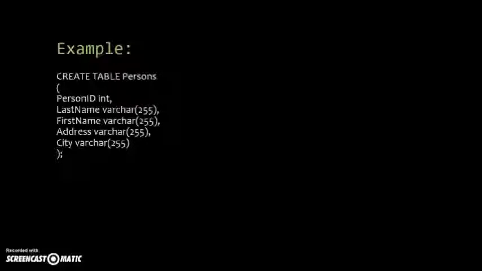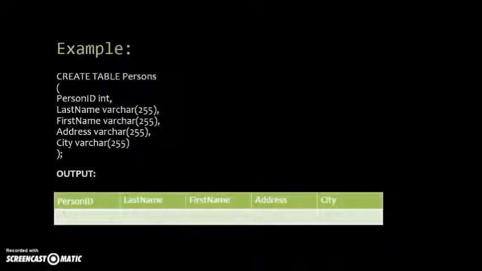Example: let's create a table persons using the following information: person ID, last name, first name, address, and city. So this is the output. So we're able to successfully create this table.